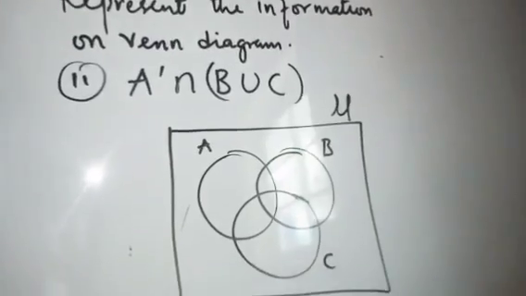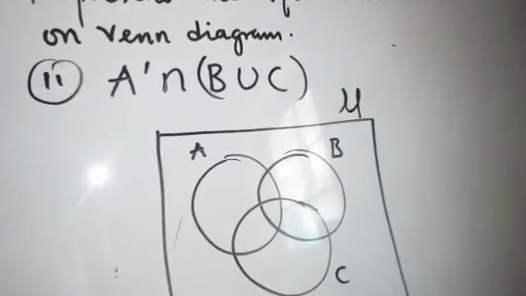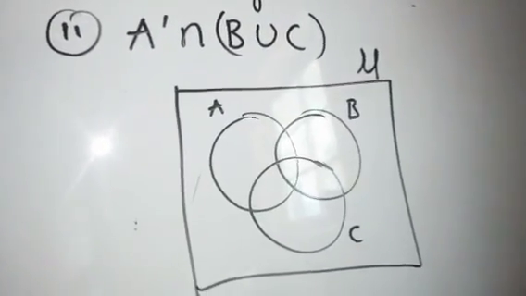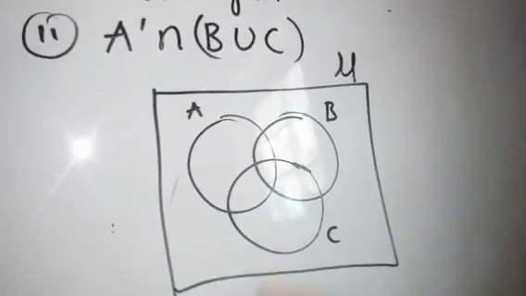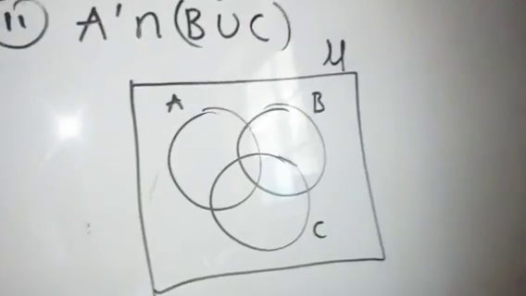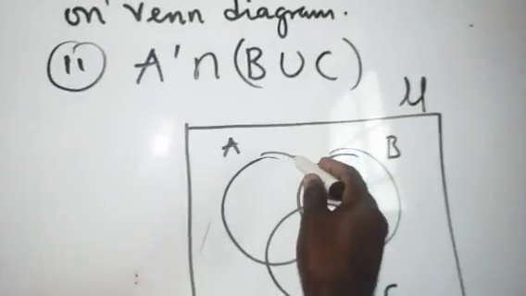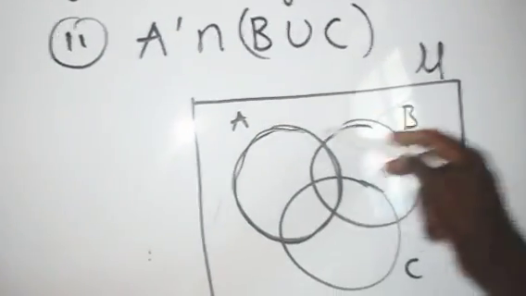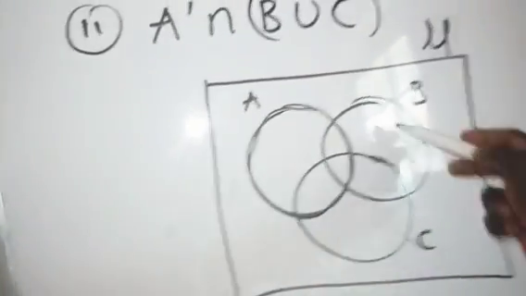Now to the second one, we are asked to represent A prime intersection B union C using a Venn diagram. And this is a Venn diagram that involves three sets. As you can see, there are three letters involved: A, B, and C. Now, if we start with A prime, what is A prime? Those elements that are not in A. And where are those elements? All these outside, including this part.